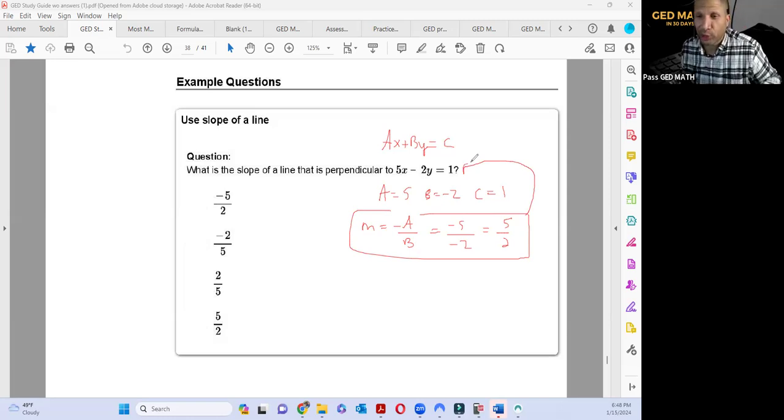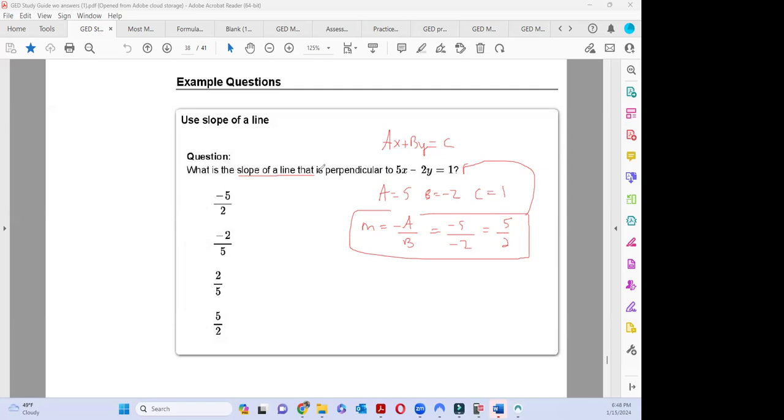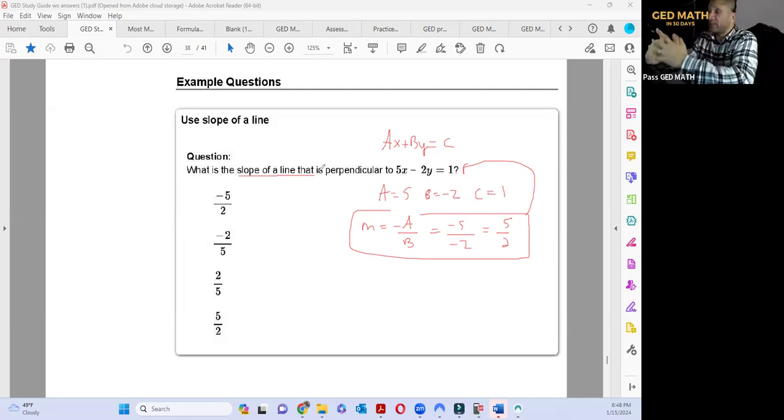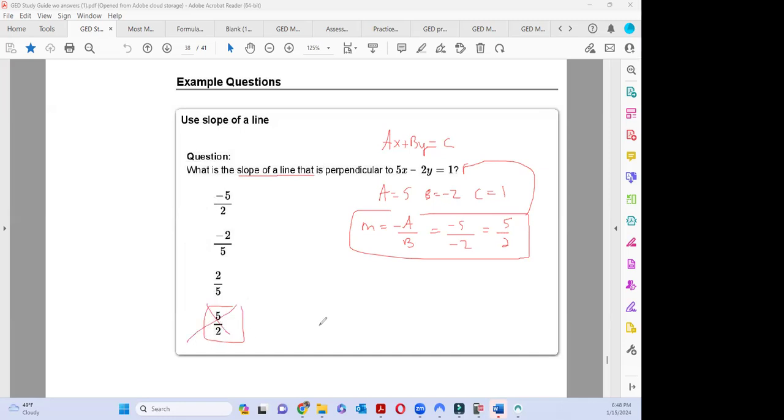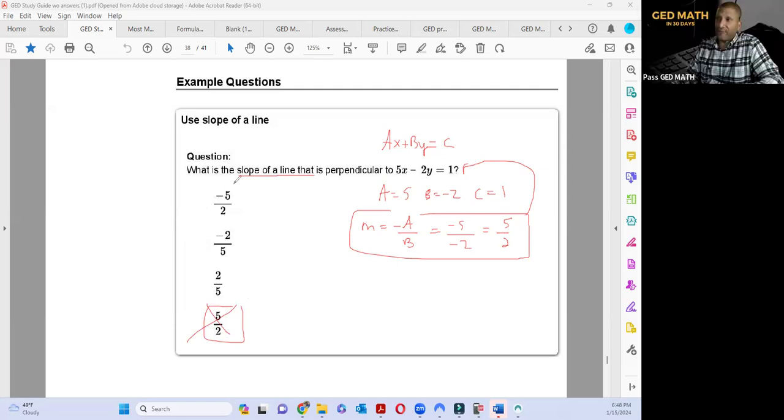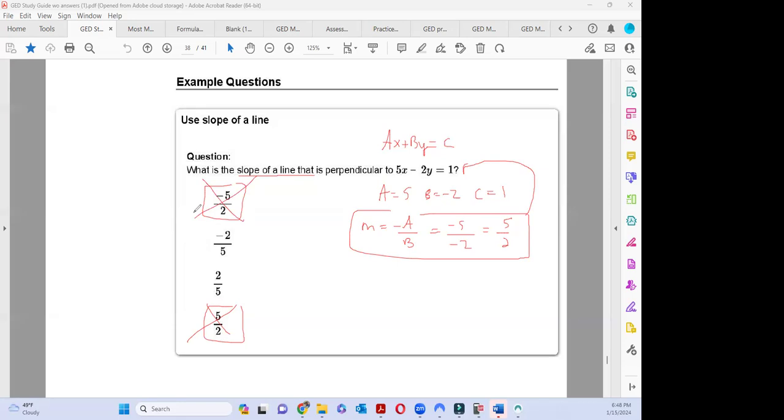They don't want to know the slope of this line. They want to find the slope of a line that is perpendicular to that line. So that's important. Most people, when they get that answer, pick 5/2. That's why it's sitting here. It's not that one. They have -5/2. Oh, it's the opposite? Nope. It's not that one either.